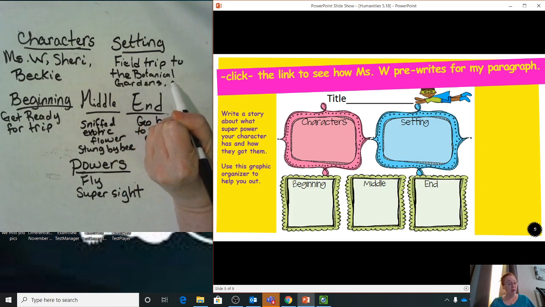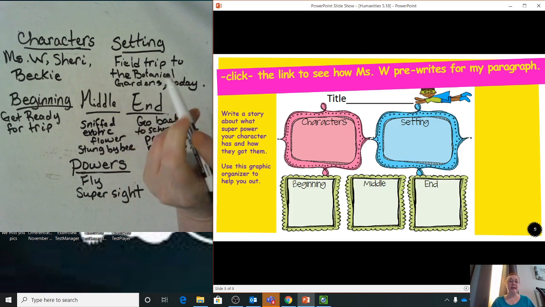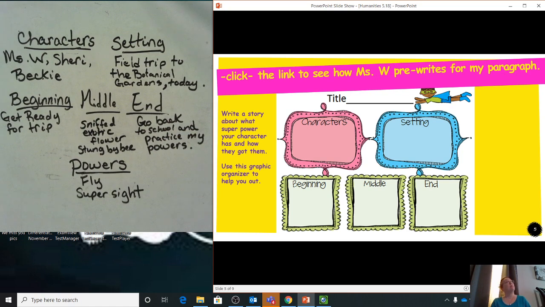And when? I'm going to say it happened today, okay? It could have happened in the year 1492, right? Or I could make it happen in the year 3046. So if you're going to write a futuristic story, you can do that, but you need to write it down. Mine's going to happen modern day, right now, okay?